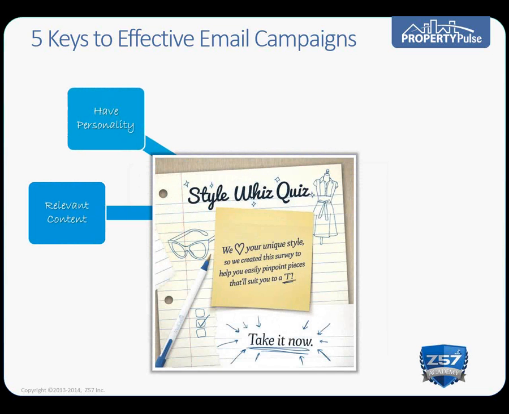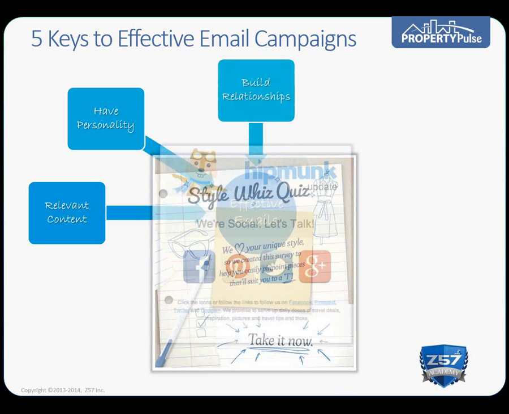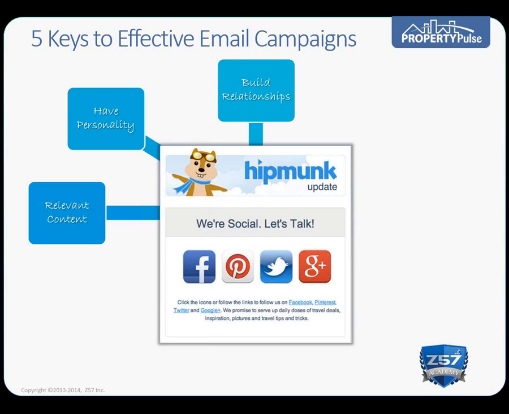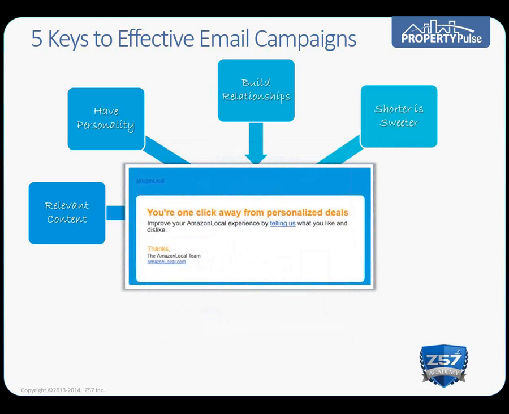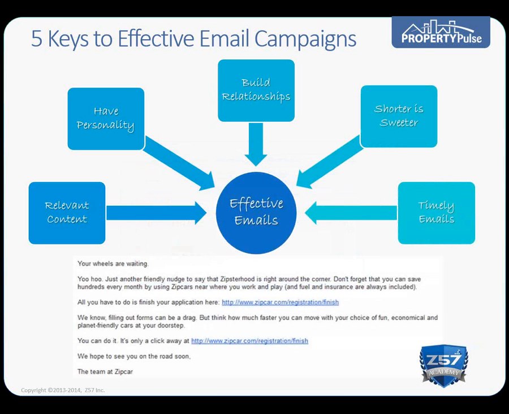Second key is to be bold, be memorable and fun, have personality. Third, build relationships. Your book of business will include people you've never met, as well as people you already know. So renew trust to gain a referral from past clients, current clients, friends and neighbors, and warm up a new prospect to give you a call. Fourth, keep in mind we are used to short emails, so shorter is sweeter. And our fifth key to effective email campaigns is to be right on time.